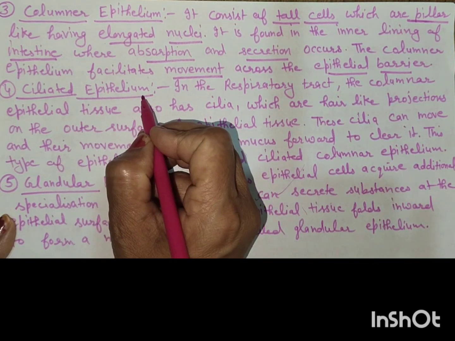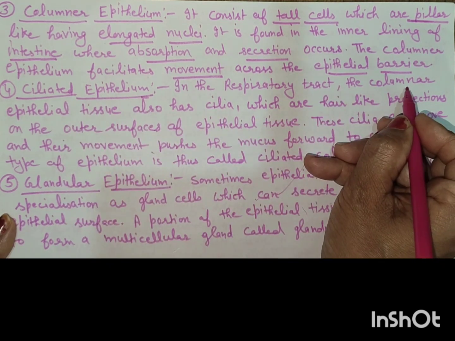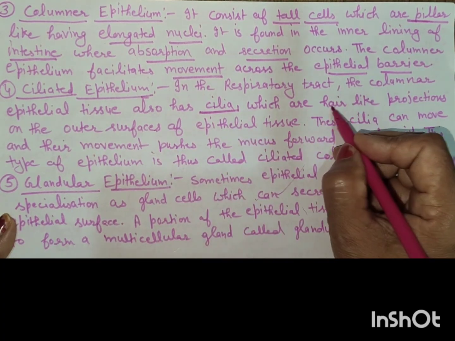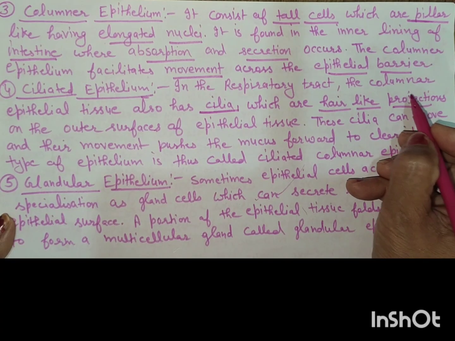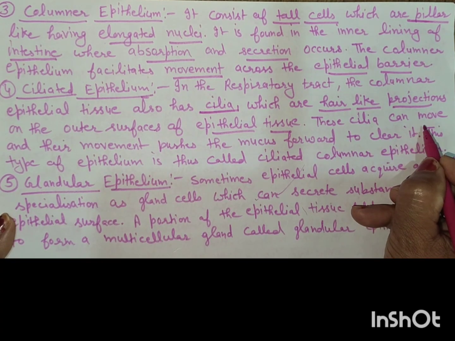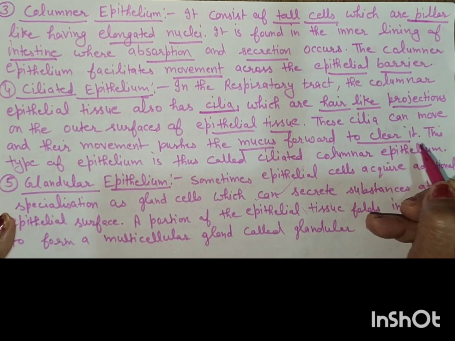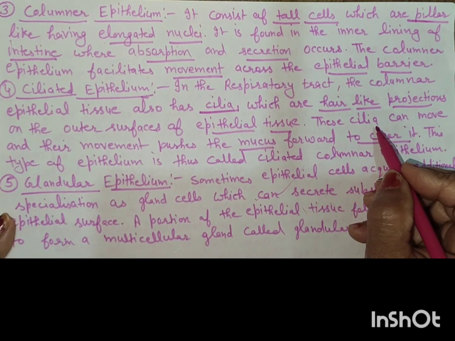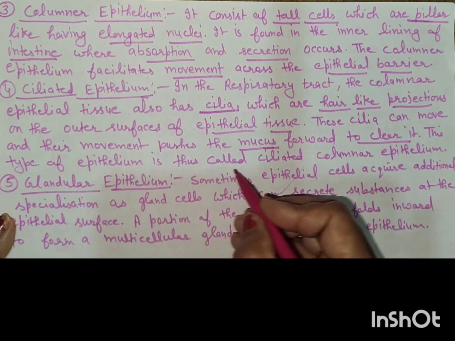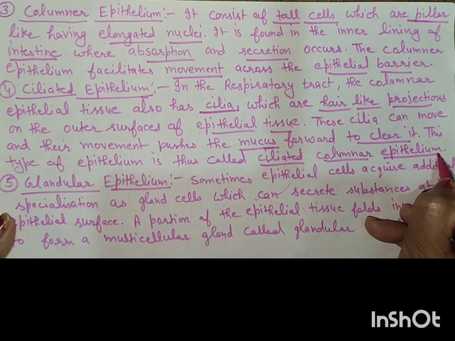Next is ciliated epithelium. In the respiratory tract, the columnar epithelial tissue also has cilia. These cilia are hair-like projections on the outer surface of the epithelial tissue. These cilia can move, and their movement pushes the mucus forward to clear the respiratory tract. This type of epithelium is thus called the ciliated columnar epithelium.